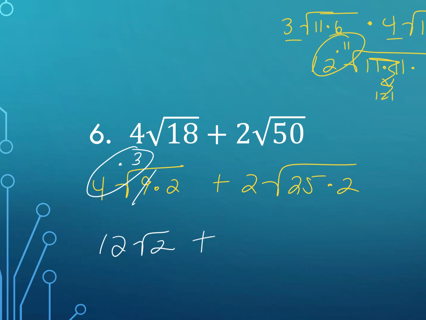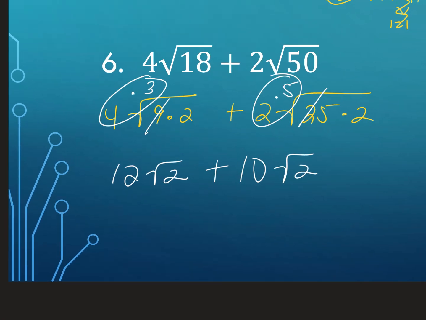Plus, what is the square root of 25? 5. What do I do to these numbers out here? Multiply, so I have 10 square roots of 2. Can I now combine these two? Yes, if I have 12 of something and 10 of the exact same thing, I can put them together and get what? 22 square roots of 2. Good.